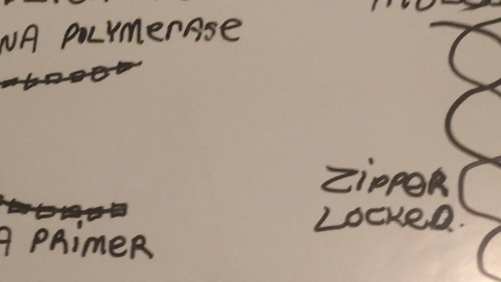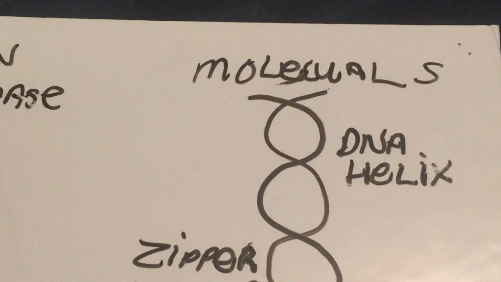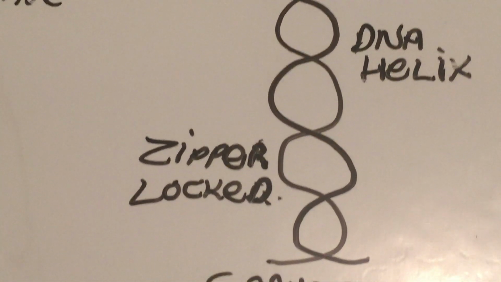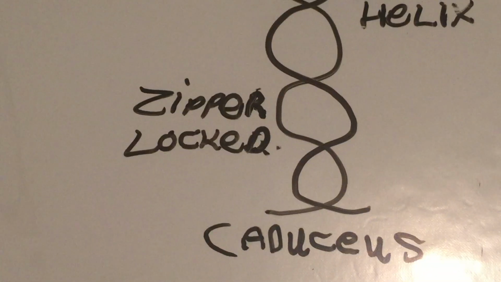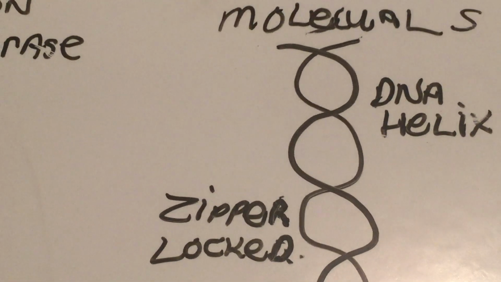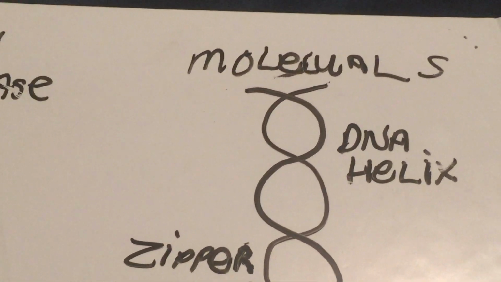This is what takes place, and with this we see all the molecules like the DNA helix having two curvatures that are zipper locked. All molecules are kind of locked together, almost like sealed, like a vacuum sealed sequence.